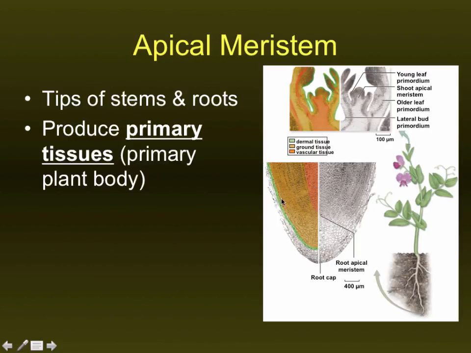We've got dermal cells on the outside. We've got ground tissue cells here in the middle. And then we've got vascular tissue cells all the way there in the center. So those are what we call the primary plant body. They're going to produce the primary tissues.